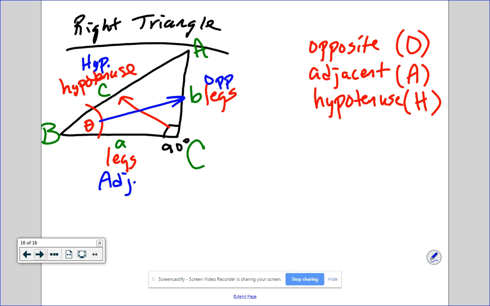Now again, what if I changed my angle of reference from B to A? What changes? Opposite and adjacent just flip, right? Does the hypotenuse ever change? No, hypotenuse is always the hypotenuse. But if I change the reference angle from B to A, that changes my opposite side and my adjacent side. They just flip-flop. Questions on that? Are we good there?